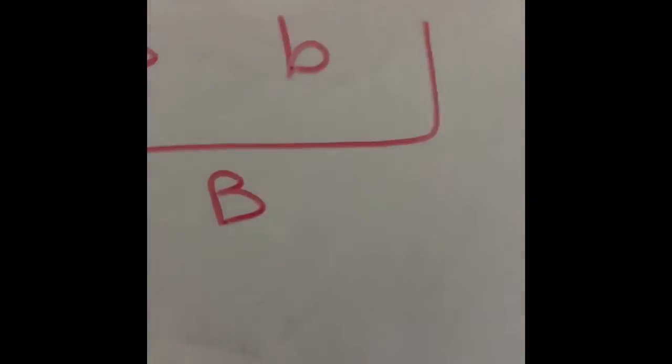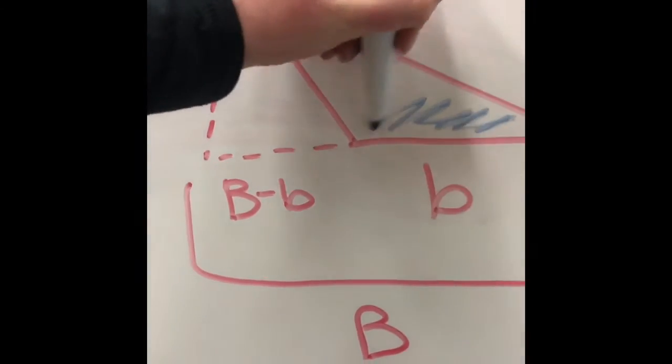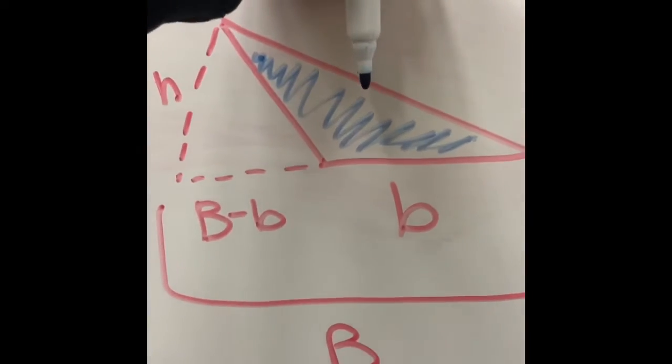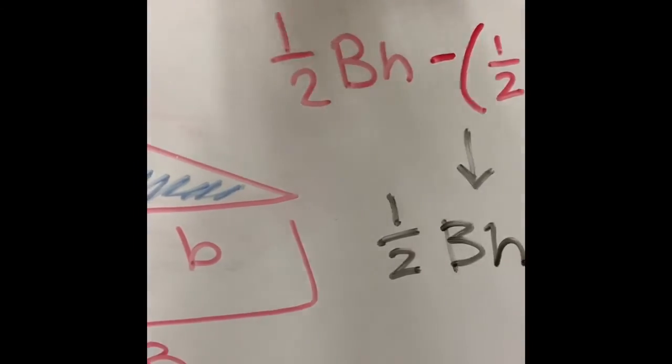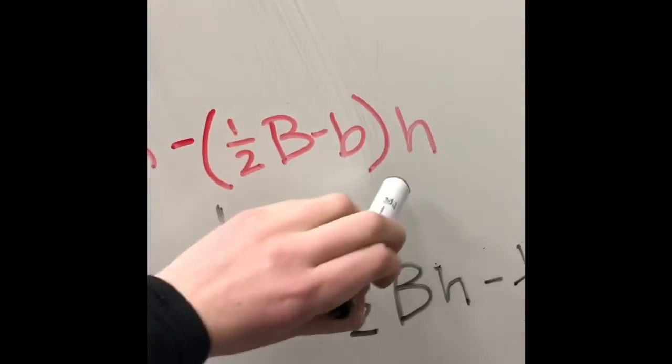However, let me take a different marker. What we're actually trying to do is find the area of this triangle right here. So in order to find the area of this triangle, we need to add on to this formula. We want to take 1/2 big B times height minus 1/2 big B minus little b times the height.